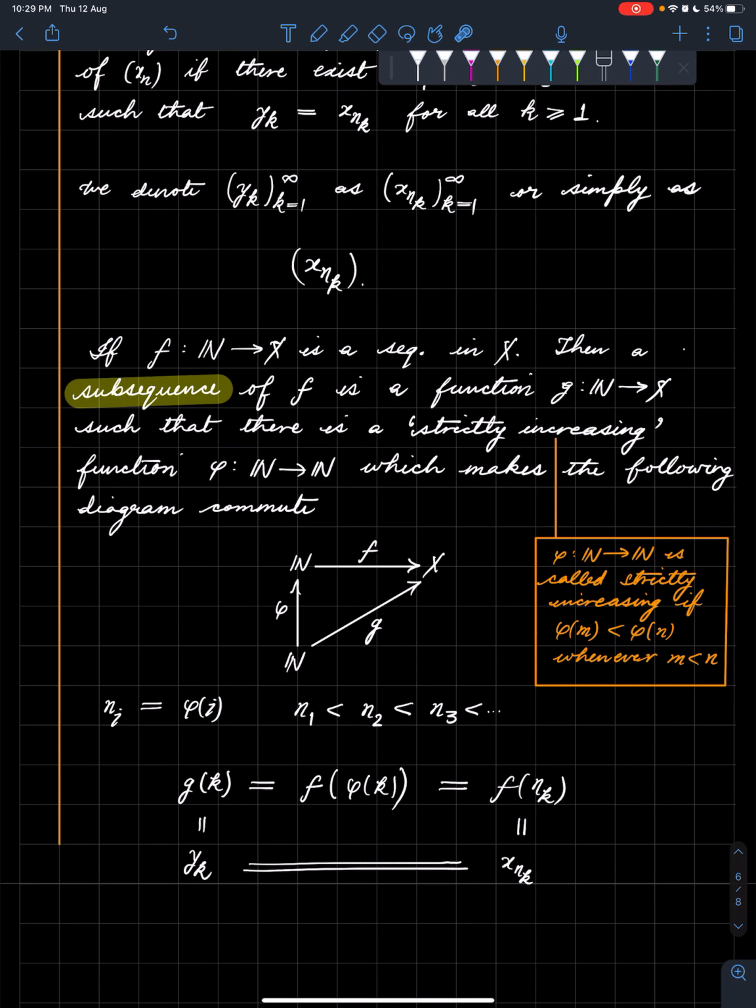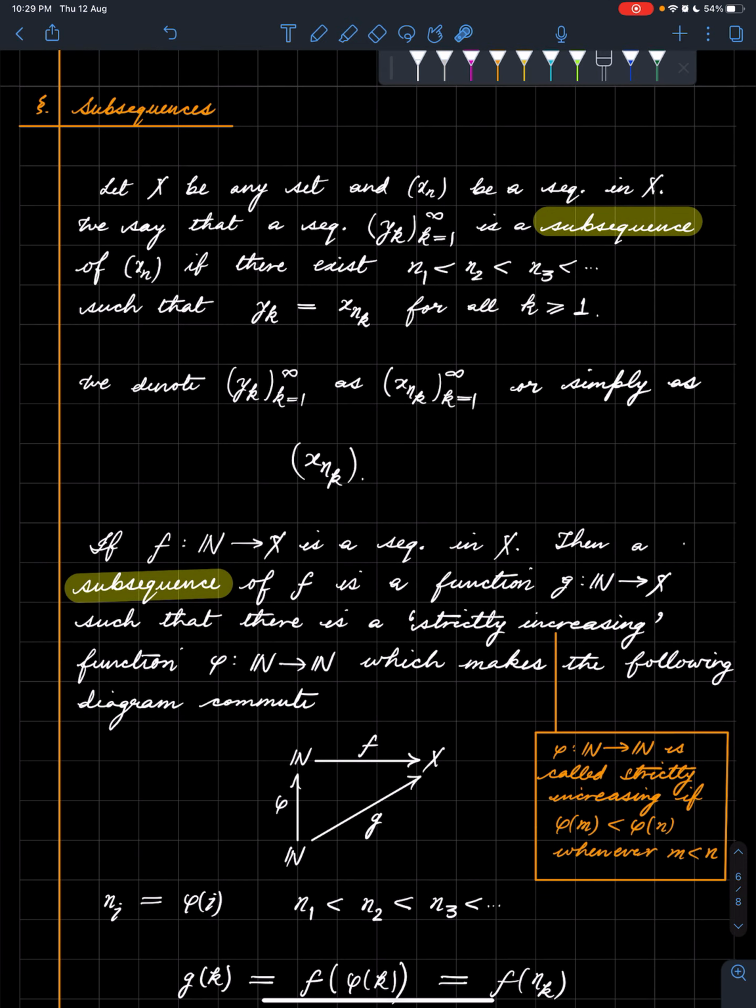So something to keep in mind. Maybe we'll never use this, but I wouldn't sleep peacefully without discussing this. So yeah, I think this is all. That's what a subsequence is.